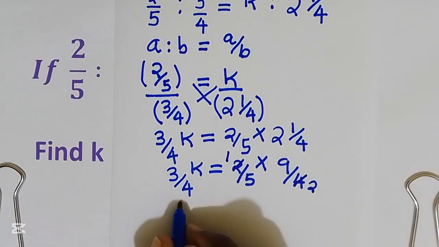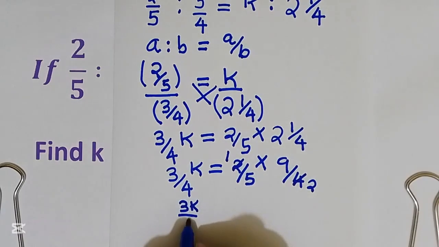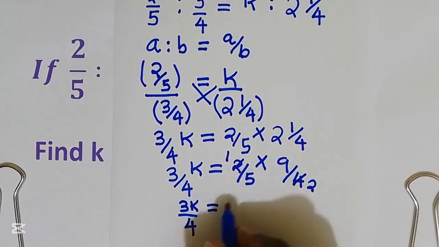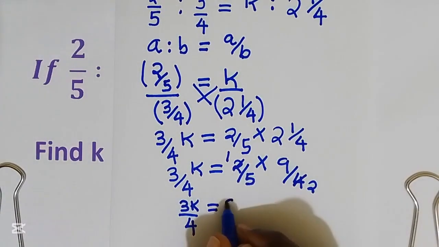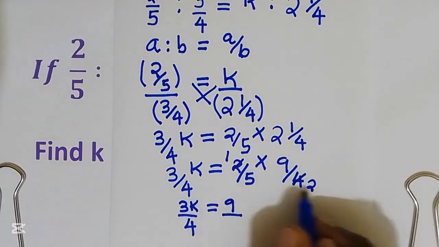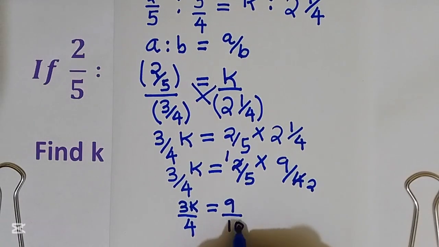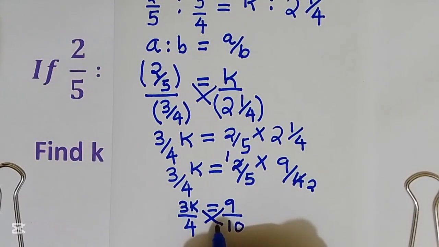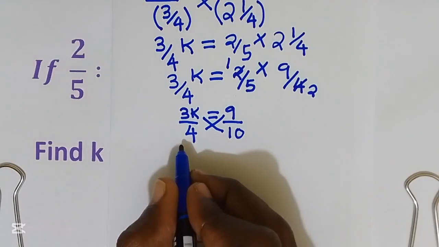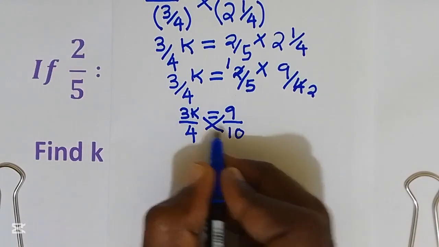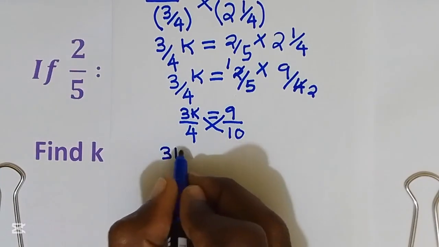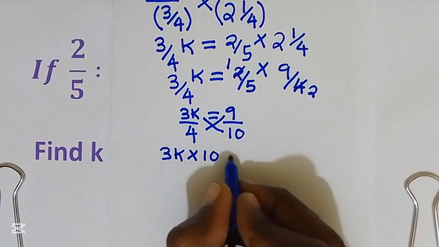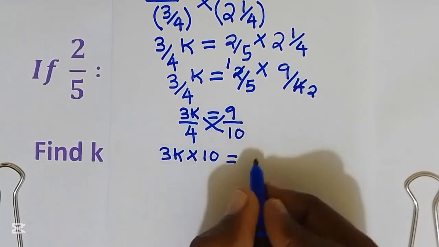So we have 3k/4. This is equal to 1 multiplied by 9, we get 9 over 5 multiplied by 2, we get 10. I'm going to cross and multiply again. This is going to be 3k multiplied by 10. This is equal to 4 multiplied by 9.